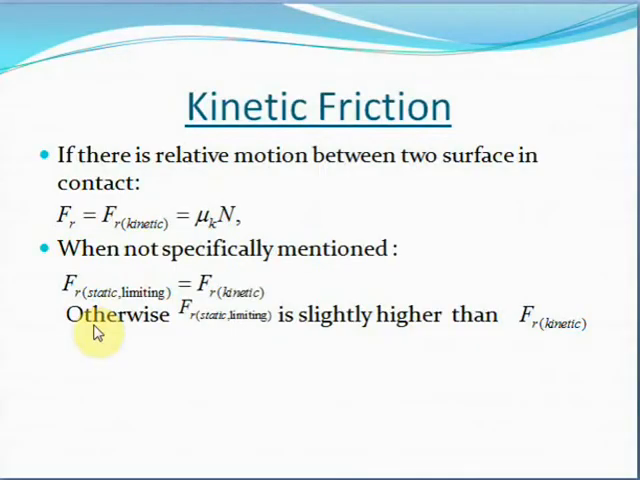Now let's see what is kinetic friction. If there is some relative motion between two surfaces in contact, the friction force which is acting between these two surfaces is called kinetic friction, and its value is equal to mu k into n, where mu k is the coefficient of kinetic friction.